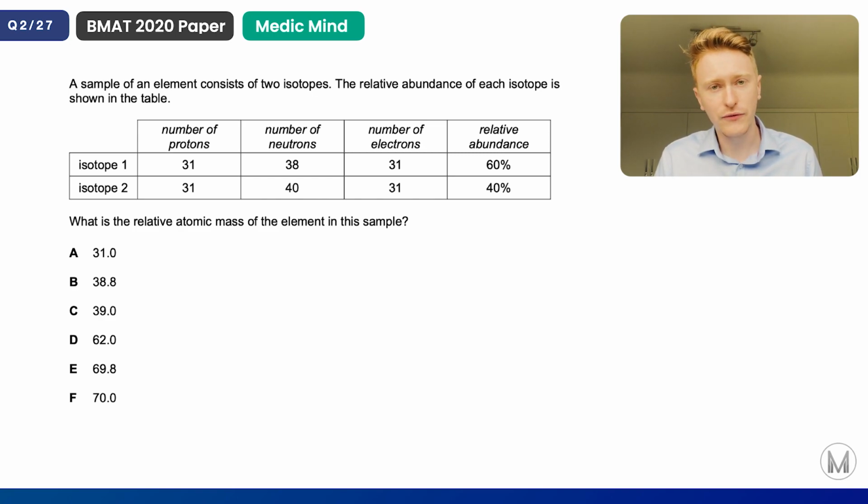In this case, we have to first employ our knowledge of what is the relative isotopic mass of each of these isotopes. You can see in isotope 1's case, that's 69, in isotope 2, that's 71, and that's calculated from adding the number of protons to the number of neutrons. So I'm just going to write that down here.